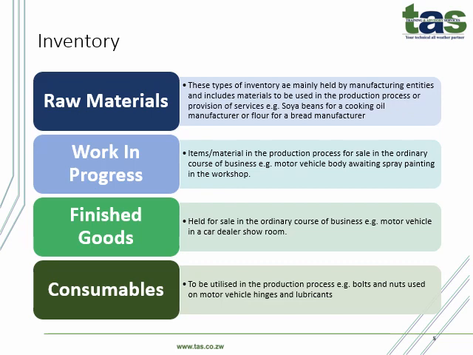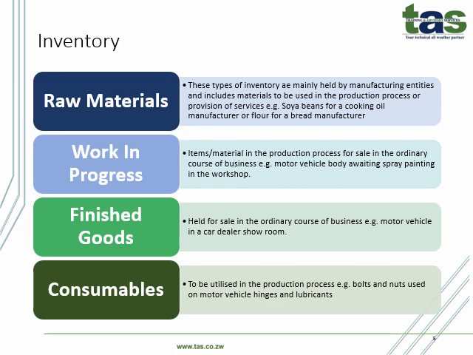Raw materials. These types of inventory are mainly held by manufacturing entities and include materials to be used in the production process or provision of services. For example, soya beans for a cooking oil manufacturer or flour for a bread manufacturer.